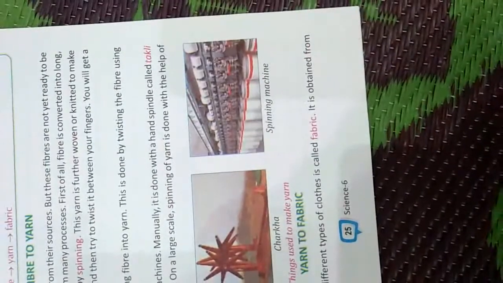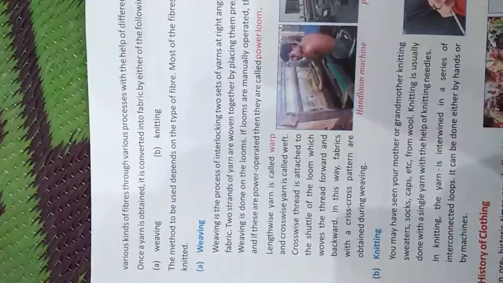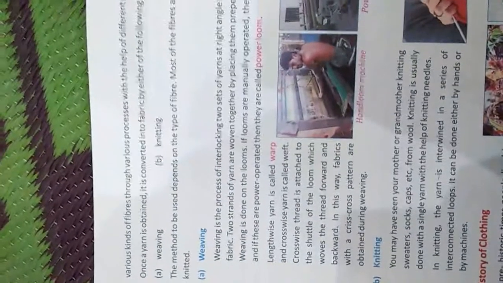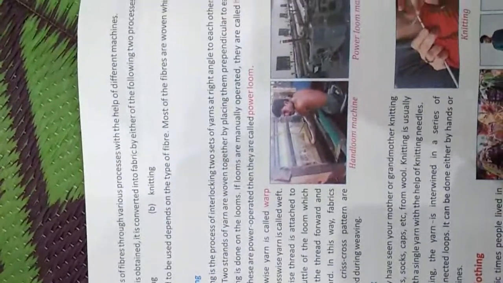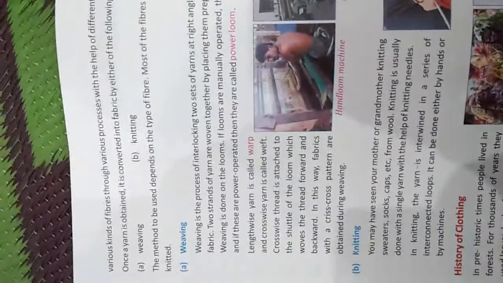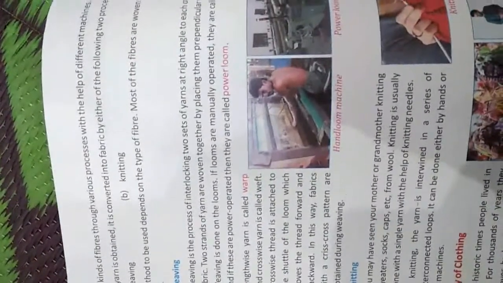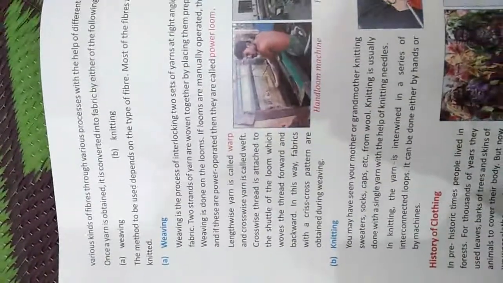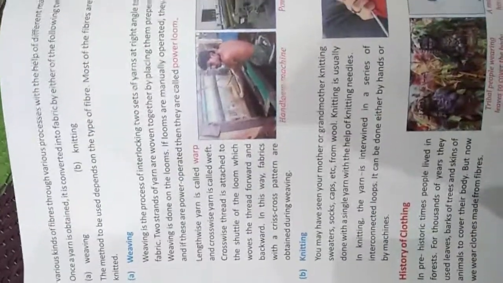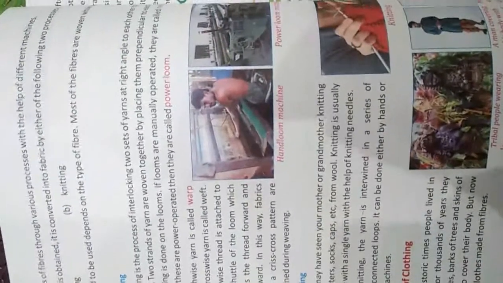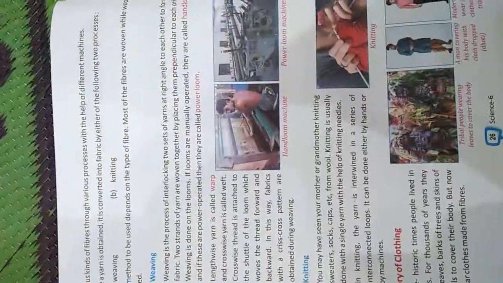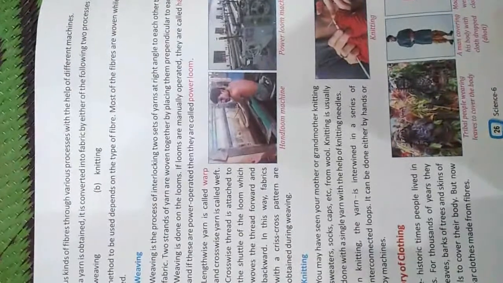Then after, the material that is used to make different types of cloth is called fabric, which is obtained from various kinds of fibers through various processes with the help of different machines. Once a yarn is obtained, it is converted into fabric by either of the following two processes, weaving and knitting. Weaving is the process of interlocking two sets of yarns at right angles to each other to form a fabric.